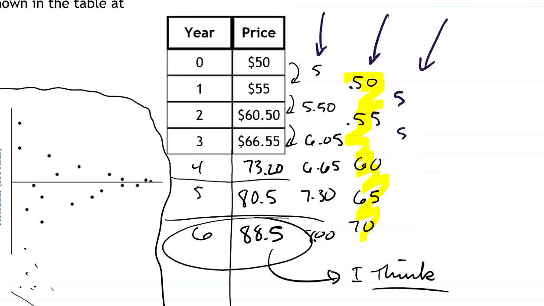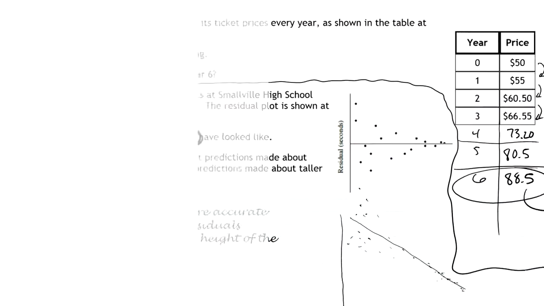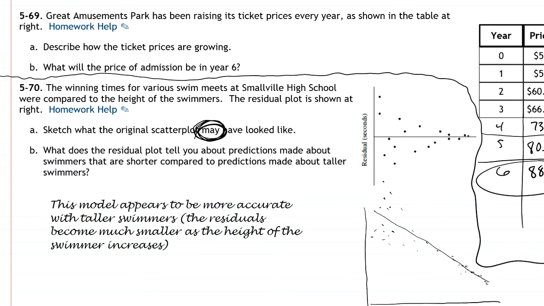So year 6, $88.50, but again, I'm not exactly sure. So my prediction is by year 6, $88.50, but maybe I'm reading this wrong, but that's basically all I could see with that.